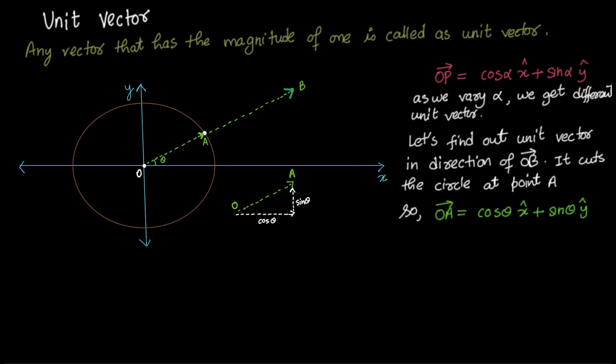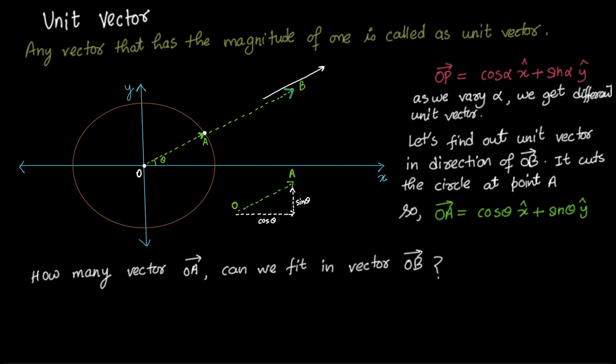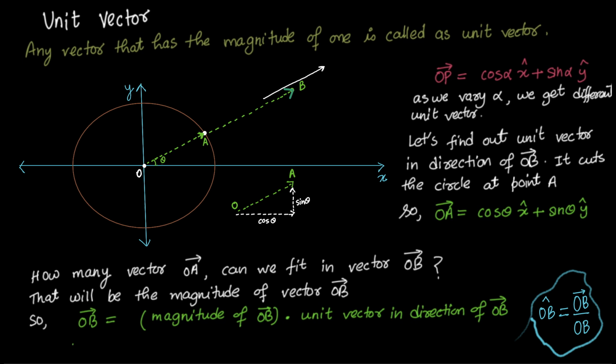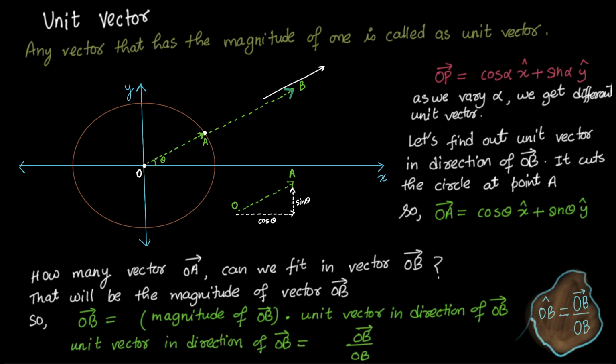Let yourself pause and ponder. How many vector OA can we fit in a vector OB? The answer is the magnitude of vector OB. Vector OB can be written as a product of its magnitude with a unit vector. It's our tradition to put a cap on OB to represent it as a unit vector. Here OB cap is the unit vector of vector OB.